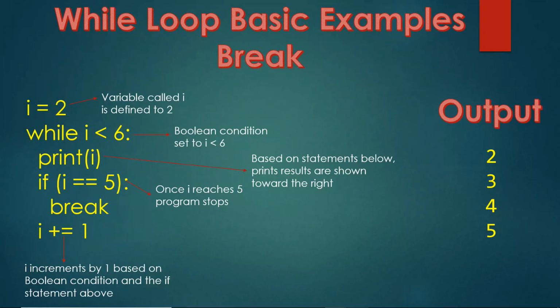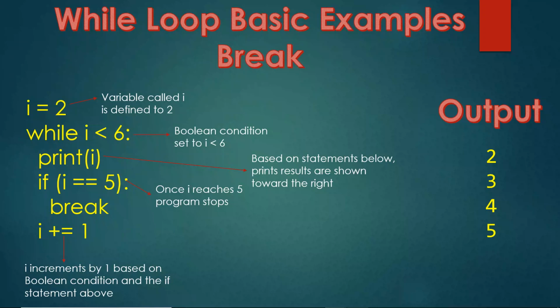Here's an example of a while loop using a break statement. Here we have a variable called I, which is defined to 2. And then underneath it we have the while statement, and then we have a Boolean condition which is set to I is less than 6. And then inside the while loop we have a print statement which prints the results shown towards the right based on the statements below. And inside the if statement we have I is equal to 5.